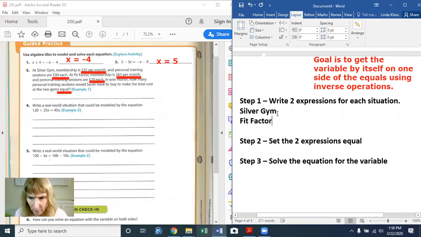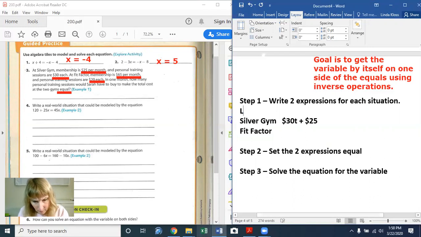So if we go back to Silver Gym, we have the $25, it looks like it's a rate per month. However, the question is only asking us for the total cost for 1 month. So in our case, the $25 is going to be our flat rate fee, or our one-time fee. And then the personal training sessions is our rate. So that's going to be $30 times T for training sessions. So I'm going to say let T equal number of training sessions, like that. Okay, so we got Silver Gym.